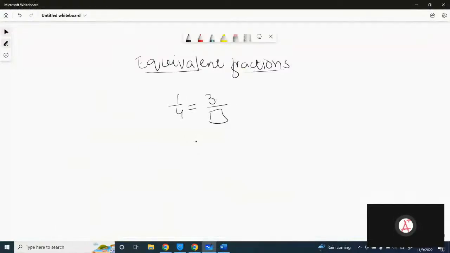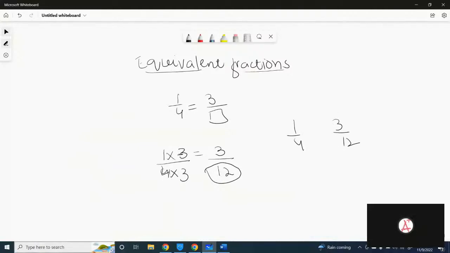Got it? Here you have 1 over 4, so you need to see what 1 times what number equals 3. That would be 1 times 3 equals 3, so you have to multiply the denominator by the same number. So 4 times 3 is 12, so the missing number is 12, and 1 by 4 and 3 by 12 are equivalent. If you multiply the numerator and denominator by the same number, both the fractions are equivalent. Got it?